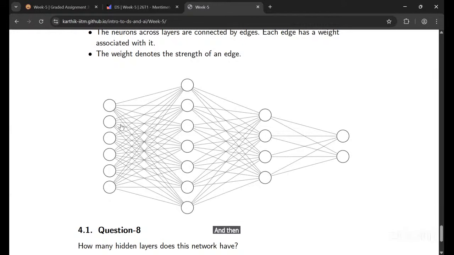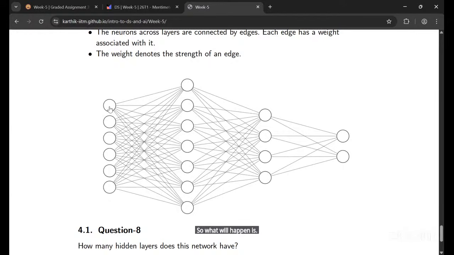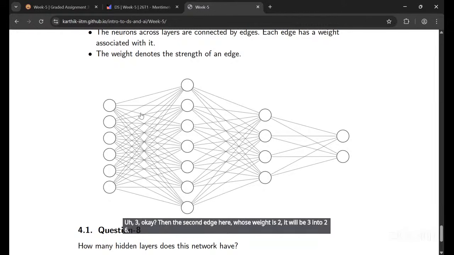And then I have 7 edges connected to this neuron. And each of these edges has a weight. Suppose, for the sake of simplicity, the weights are 1, 2, 3, 4, all the way up to 7. So what will happen is, my input 3 will get multiplied by the weight. For the first edge, it will be 3 into 1, 3. Then the second edge, whose weight is 2, it will be 3 into 2, 6. Then 3 into 3, 9.